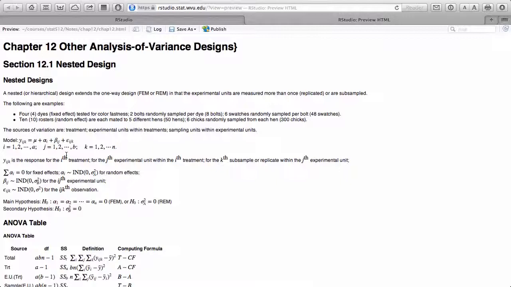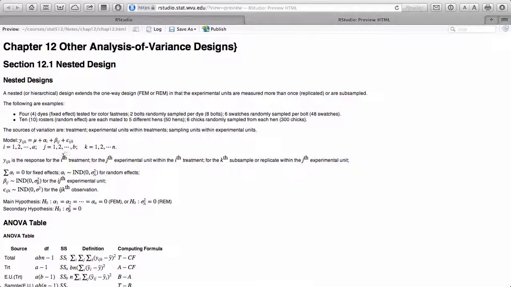Now in this case, everything's random. In the first case, the dies are fixed, right? But the bolts and the swatches are random. In the next experiment, if I have roosters, again, they're going to be random. So the alpha is random, as well as the hens, which correspond to the betas, as well as the chicks, which correspond to the epsilons. So in the second case, everything is random.